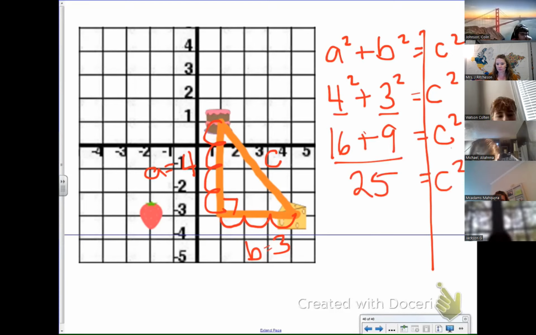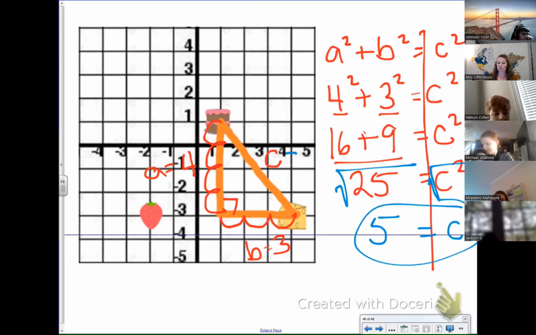But I'm not finished here, right? I don't want to know what C squared is. I want to know what C is. So to get rid of that square, I have to square root it. I do it to both sides. 25, the square root of 25 is 5, and so that is the length of C. And so now I've found out that my delicious looking cake is 5 units away from my fabulous piece of cheese. So that's one way we can use Pythagorean theorem on a coordinate plane.